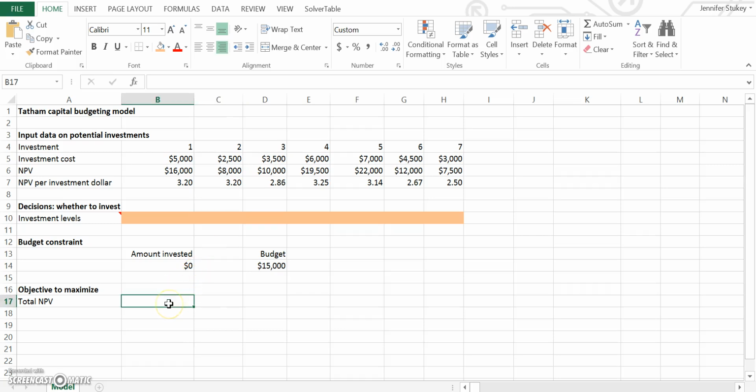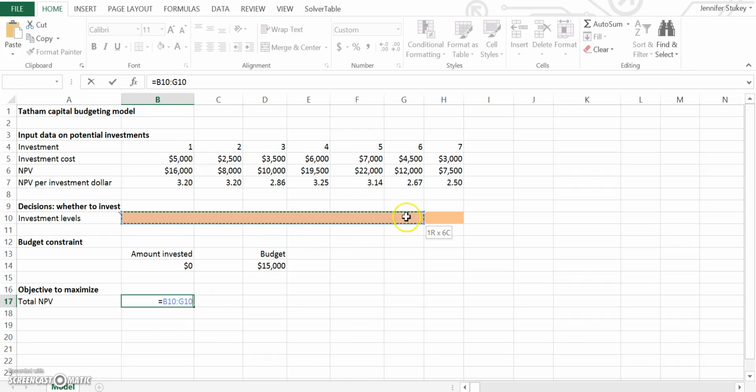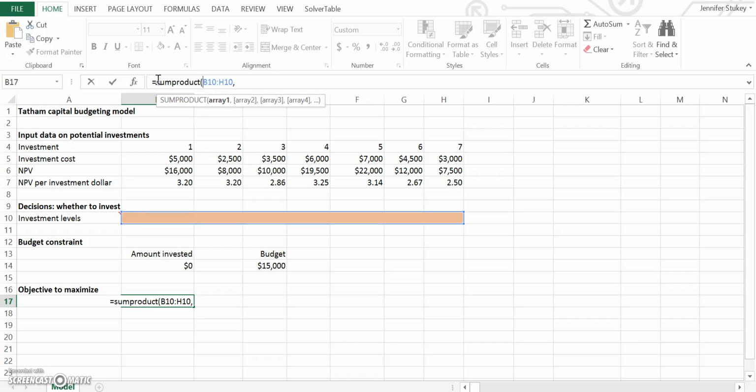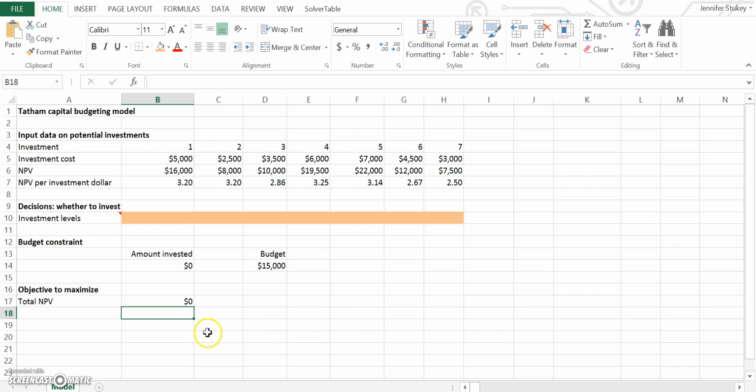All right, the next thing we do is calculate net present value, and we do the same concept. We do our investment levels, and I forgot to put SUMPRODUCT in. Sorry about that. SUMPRODUCT. There we go. And then we already put array 1 in, which is B10 through H10, and array 2 is your net present value. Go ahead and hit enter. Your total net present value right now is 0 because there's nothing in these cells, same with the budget. But when we run Solver, you should have data that populates.